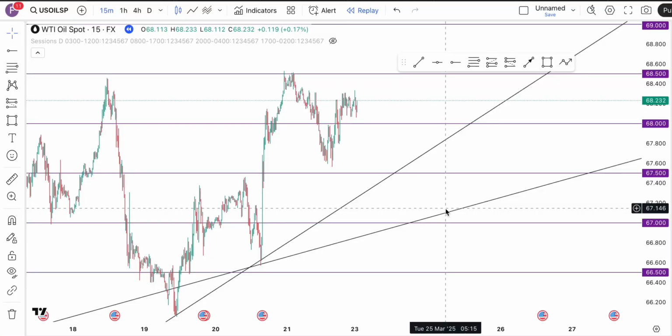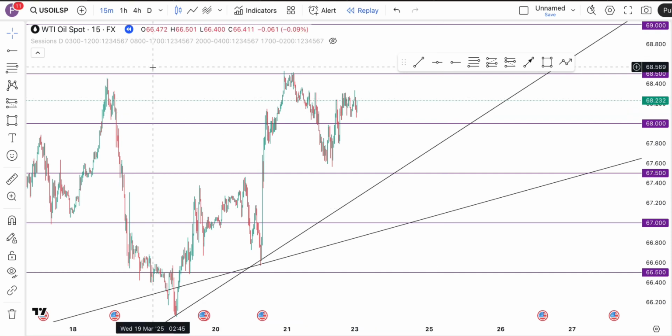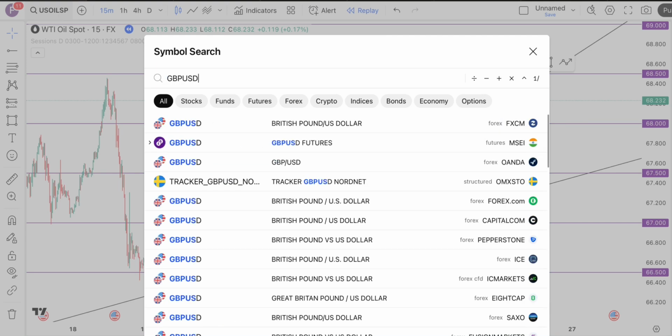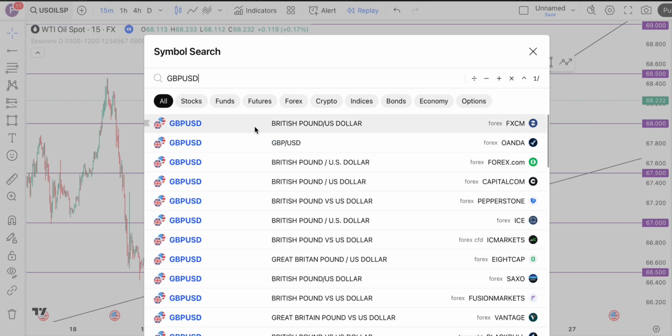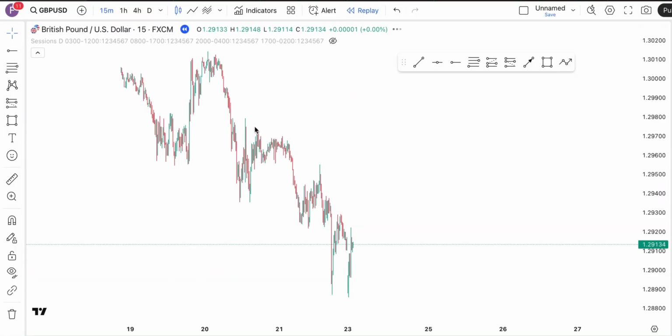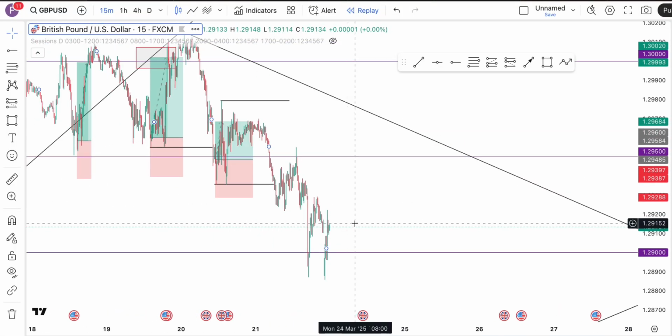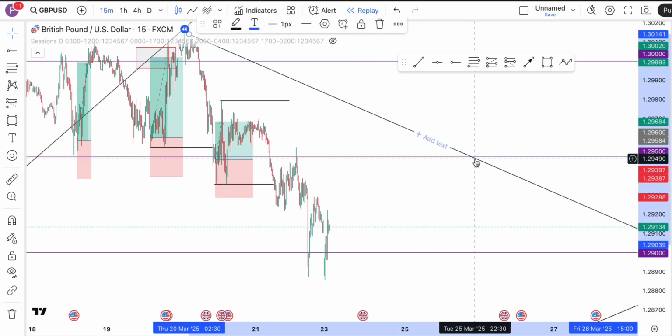This is interesting. So now let's start with US oil. Let's do US oil first. Or which one should we do first? Okay, US oil, GBP. Okay, let's do GBP first. GBP USD. Let's do GBP first. Then let's go. So let's start from last week.